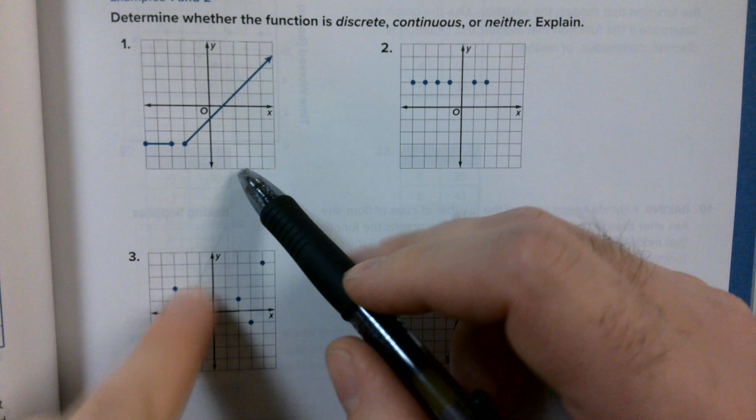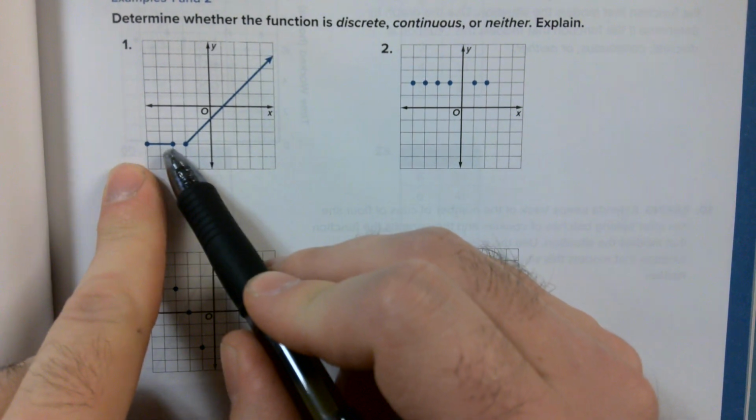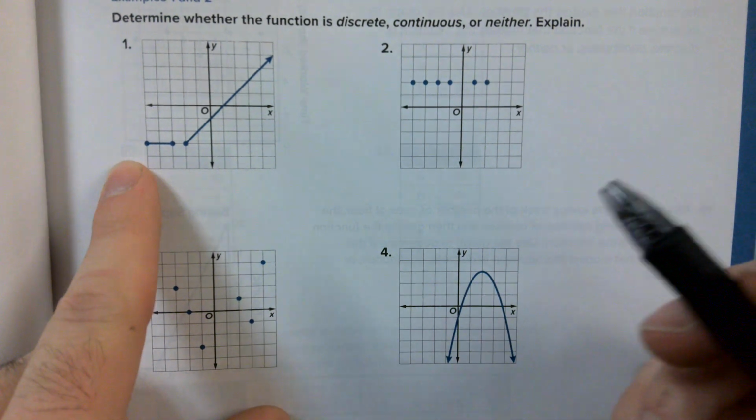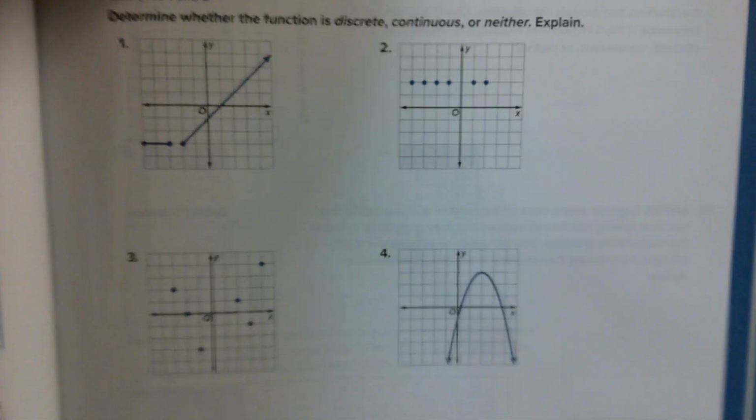Good, I got all thumbs in the middle. This is neither. It's not completely continuous, right? There's a little bit of a break in between -2 and -3. So that would be neither.